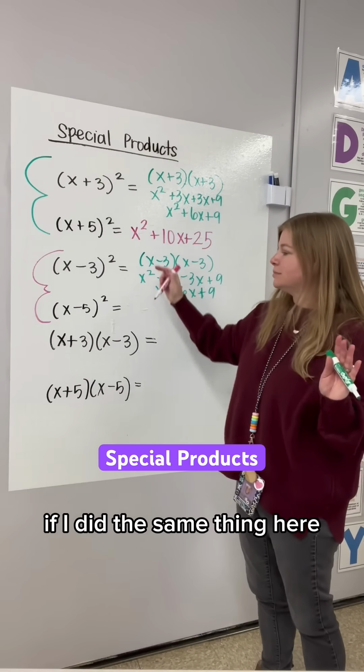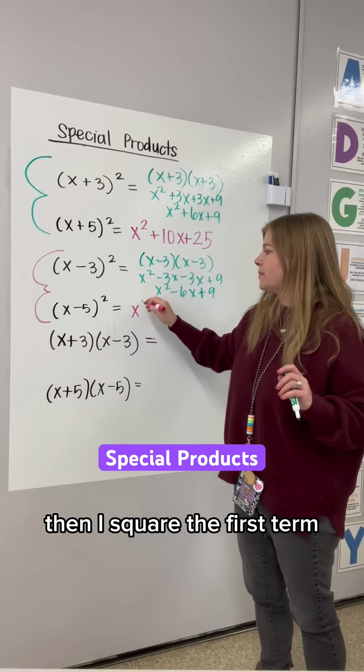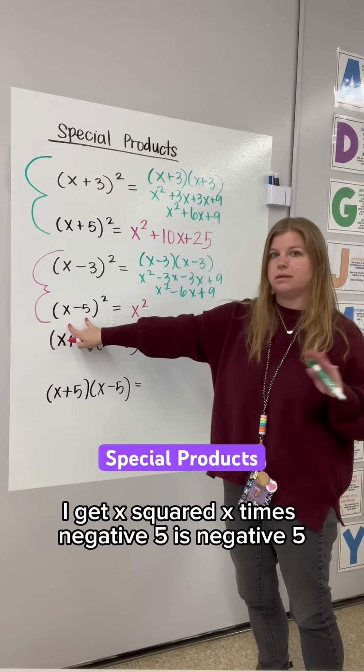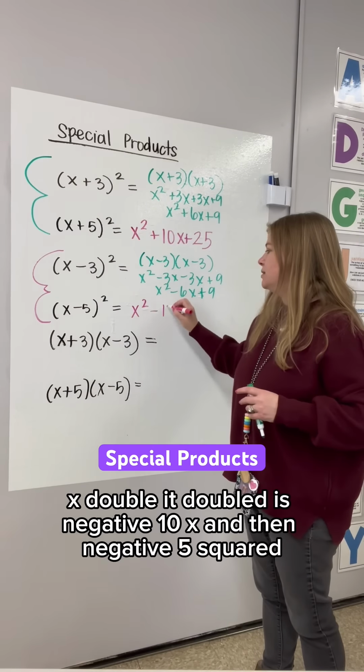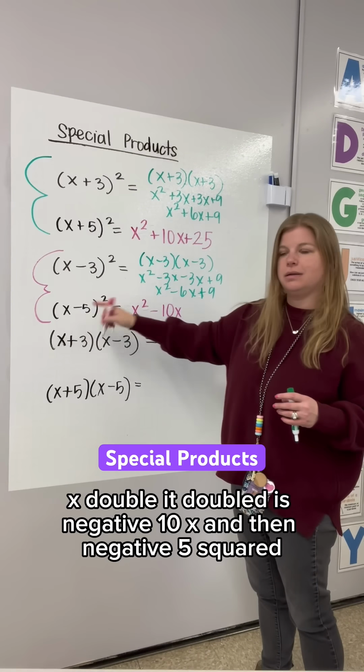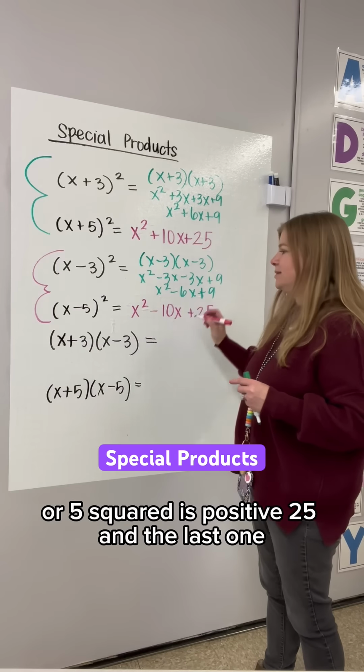So, okay, if I did the same thing here then, I square the first term, I get x squared. x times negative 5 is negative 5x, double it. Doubled is negative 10x, and then negative 5 squared, or 5 squared, is positive 25.